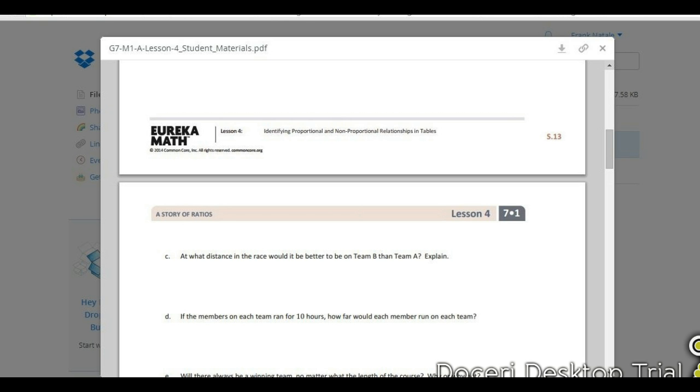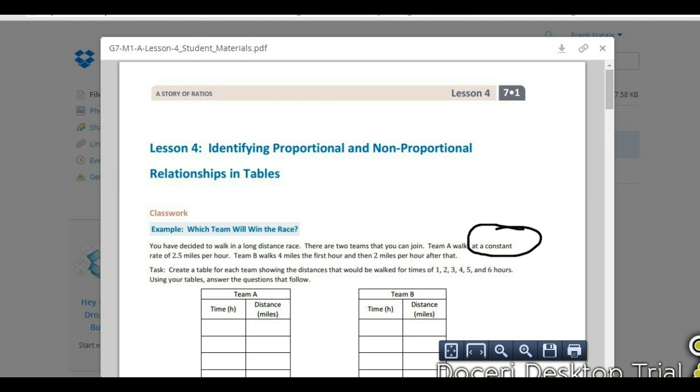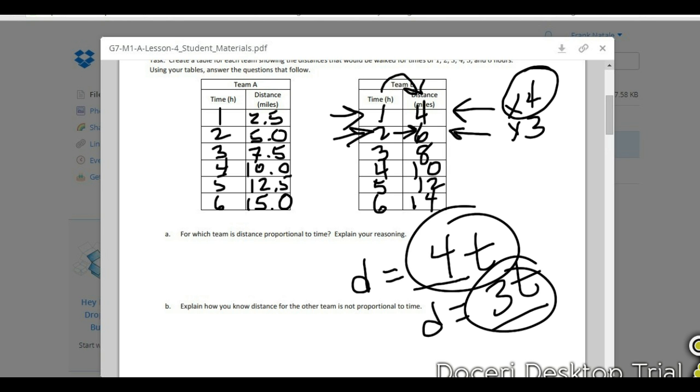Okay, question C asks, at what distance in the race would it be better to be on team B than team A? So if we just look back at the chart we did here, you can see Team B is ahead of Team A after hour 1 or 4 miles. Okay, hour 2, 6 miles. They're still ahead, and then you have hour 3. They're at 8 miles and still ahead there.